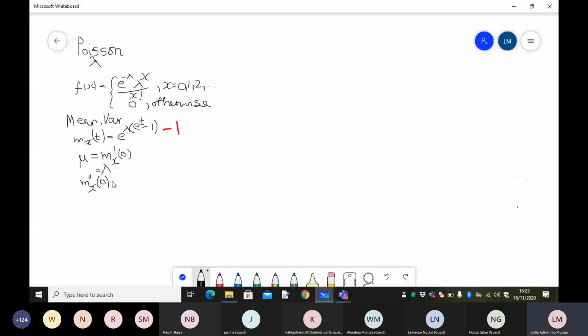and this gave us lambda squared plus lambda. And so the variance, we obtained the variance as lambda squared plus lambda minus lambda squared.